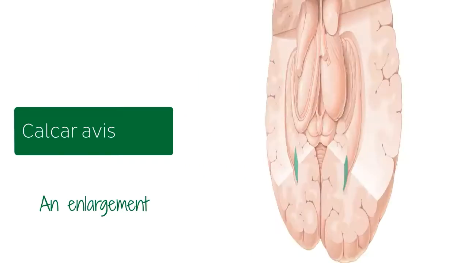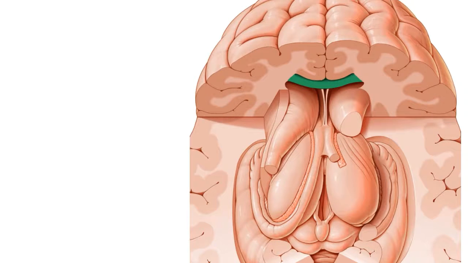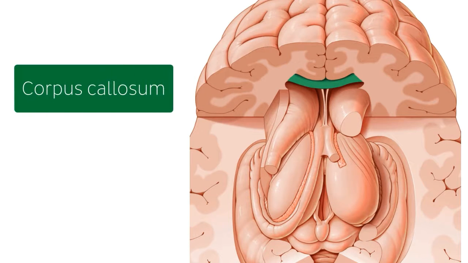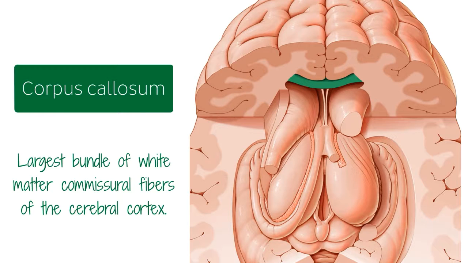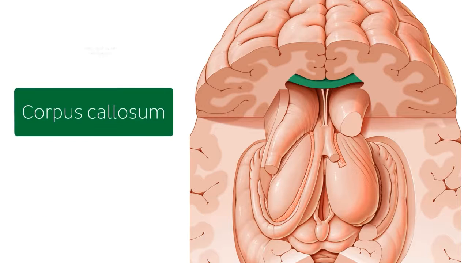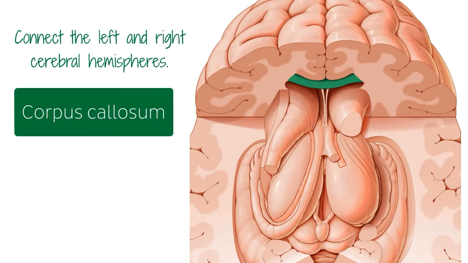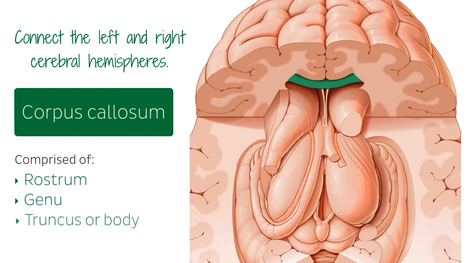The next structure we're going to be highlighting here is one that I mentioned before, the corpus callosum. This is the largest bundle of white matter commissural fibers of the cerebral cortex. Now, these fibers connect the left and right cerebral hemispheres at the base of the longitudinal cerebral fissure. The corpus callosum is comprised of four parts: the rostrum, genu, truncus or body, and splenium. In this image, we see a part of the body of the corpus callosum.